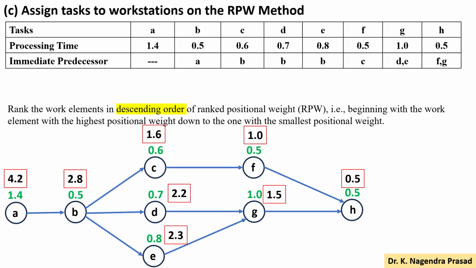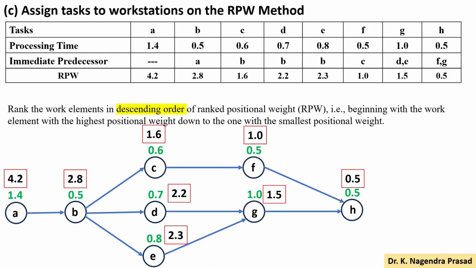So first I note down the RPW values for each task. For task A 4.2, task B 2.8, task C 1.6, task D 2.2, task E 2.3, task F 1.0, task G 1.5, and task H 0.5. Next, based on these RPW values, you have to give the rank. Here the highest RPW value among all the values is 4.2. So that is for task A.